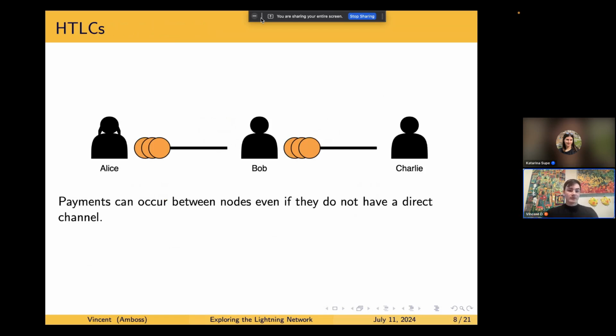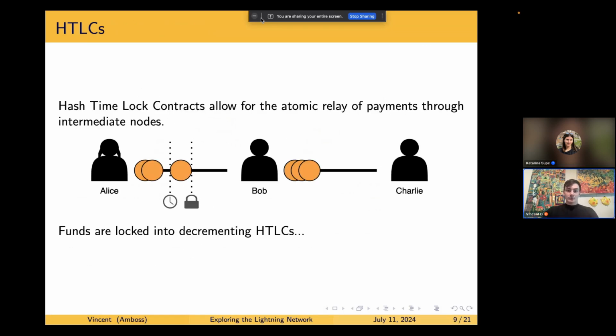So moving on from there, if you extrapolate this idea of nodes and edges, you can create a network, but that would only really be useful if payments could occur between nodes. And so there's a mechanism for that, and it's called a hash time lock contract. These allow, in this example, Alice to send funds to Charlie via her connection with Bob and Bob's connection with Charlie. So these hash time lock contracts allow for atomic relay payments through intermediate nodes.